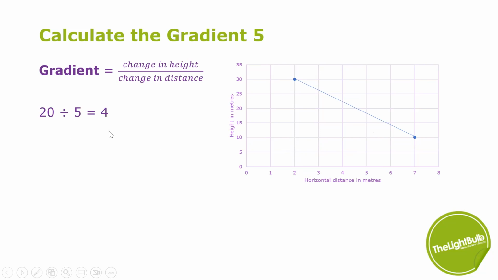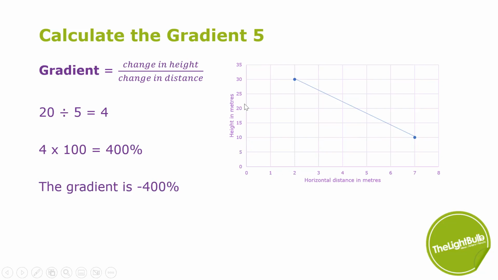So 20 divided by 5 is 4. And 4 times 100 is 400%. So the gradient here is minus 400% because we're going downhill. Now, that seems huge, and it is huge. It doesn't look that huge, particularly on the graph here, because the scaling is changed quite a bit.